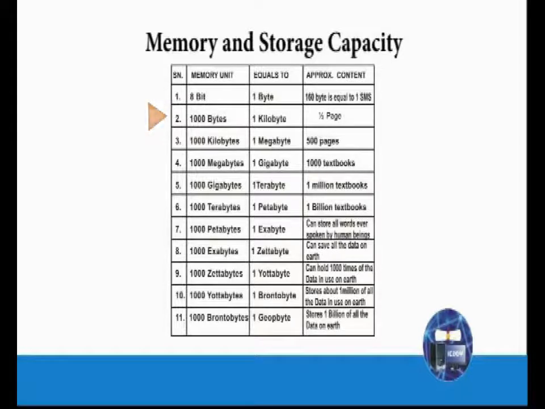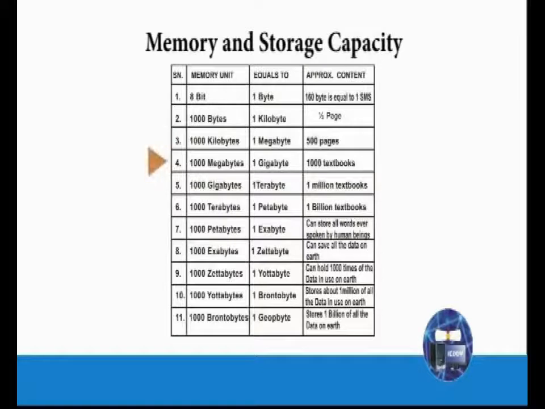1000 bytes is equal to 1 kilobyte and can store about half a page of text in light programs such as Notepad. A JPEG picture occupies about 500 kilobytes. 1000 kilobyte is equal to 1 megabyte and can hold about 500 pages of text. 5 megabyte can store about 3-minute MP3 music file.